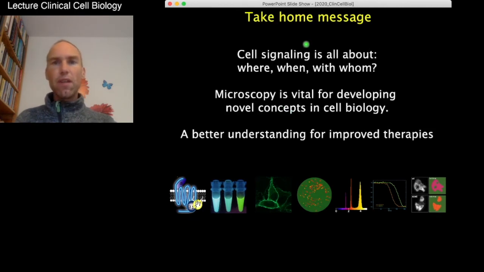So I also made some take-home messages. I would say that cell signaling, signal transduction in cells, is all about where are the molecules, when are they active, with whom do they interact, and that microscopy is very vital for studying all these aspects, but also for developing novel concepts in cell biology. So microscopy is a tremendous tool to increase our understanding of molecular processes in cell biology, and as a side effect of that, this will lead to a better understanding and to improved therapies and therapeutic interventions that will be developed.